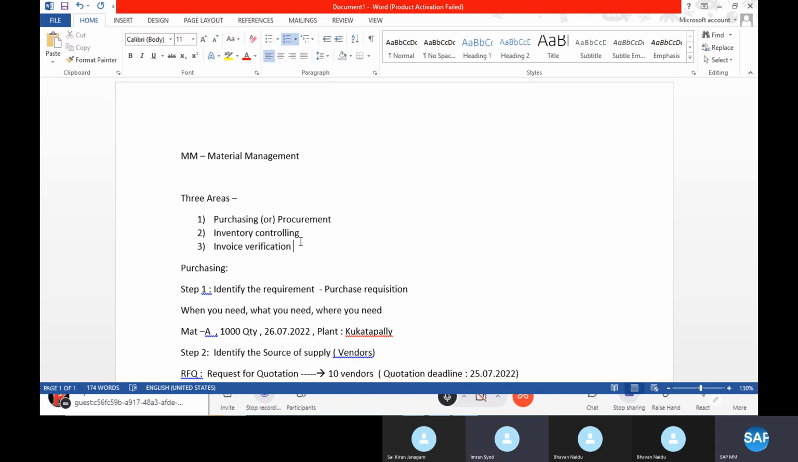Again, in purchasing we also have contracts, long-term agreements or schedule agreements, like price negotiations. So there are many factors, and we'll discuss all of these.